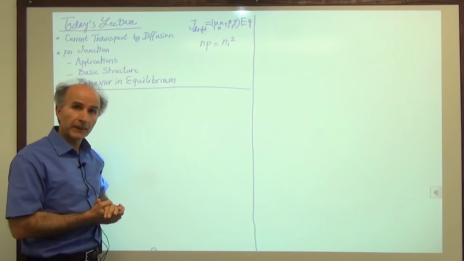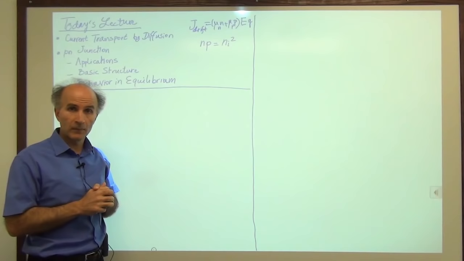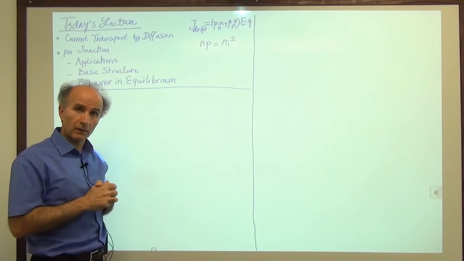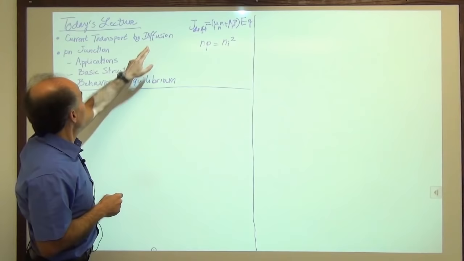And then we consider it under one condition, which we call equilibrium. This device can be considered in different conditions, namely three conditions. So we will study only the first one today, and then the next few in the next lecture. Okay, so let's talk about diffusion and see what that means.